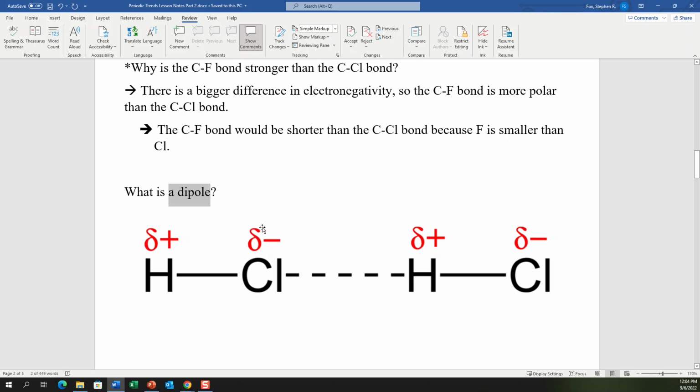Okay, well, this partial negative charge on this atom is called the negative dipole, and this is called the positive dipole. Okay, so when you have polar bonds, you get a negative dipole and you get a positive dipole. Okay, and then this interaction between the negative dipole of this molecule and the positive dipole of that molecule, that interaction right there, this dashed line is representing a dipole-dipole interaction.